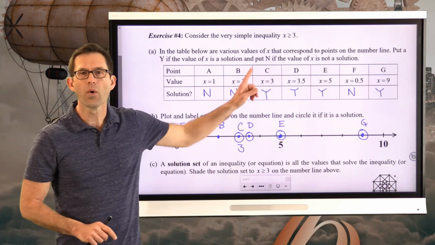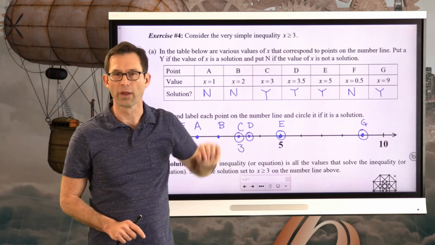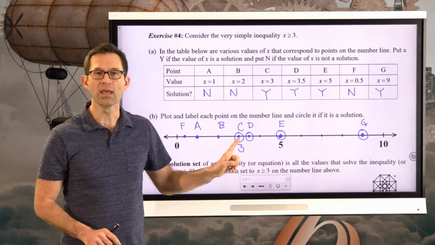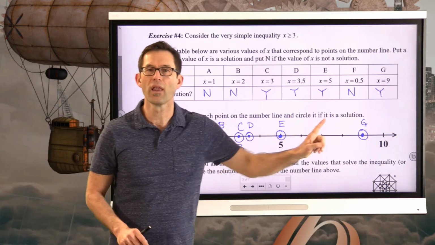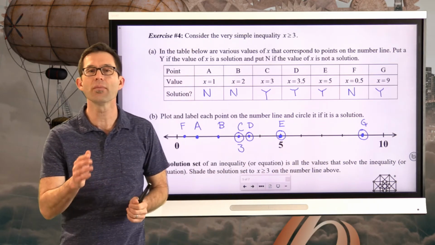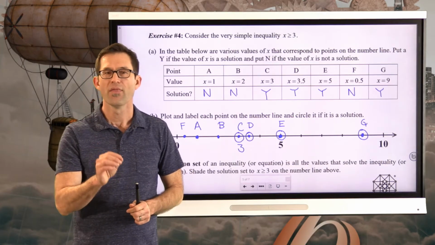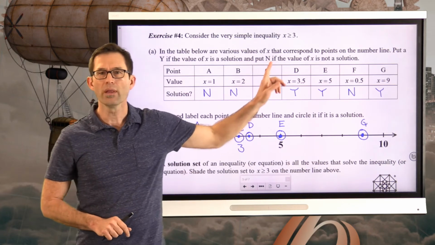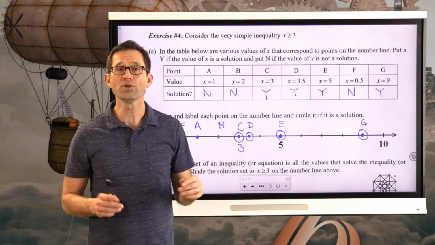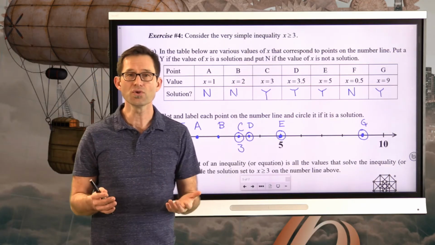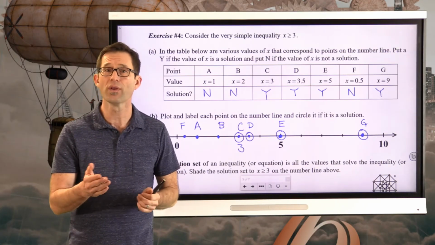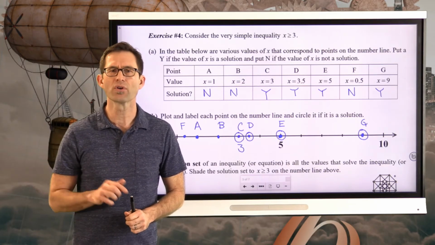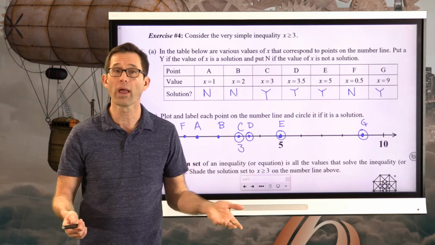Take a look. The inequality was x is greater than or equal to 3. Everything that I circled was either a number that was equal to 3 or a number that lay to the right of 3. And that should make sense. We should know that a number is greater than another number if it lies to the right of it. So when we look at x is greater than or equal to 3, we should think to ourselves, the solution to that inequality is going to include the number 3 and then every number to the right of 3, because any number to the right of 3 is going to be greater than it.